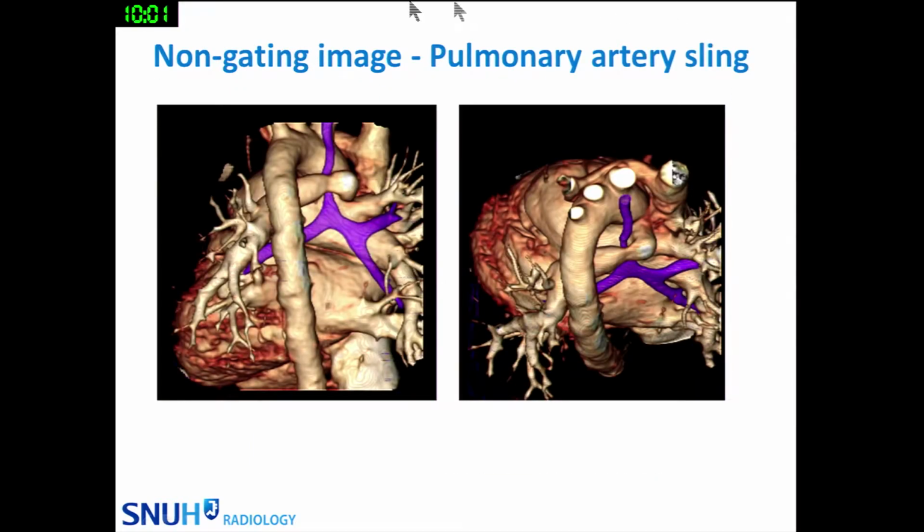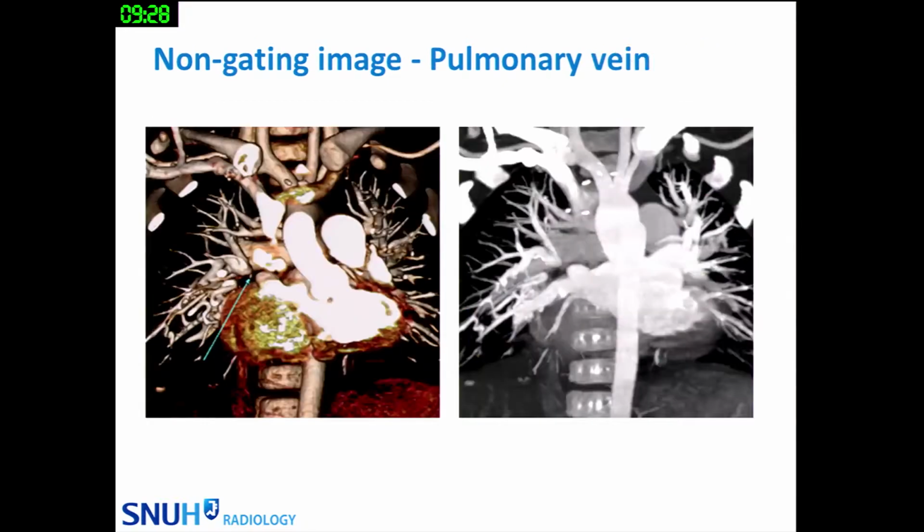Another example of that is a pulmonary artery sling. This is also non-gated, but can show a very nice image of the aorta, pulmonary arteries, the airway and its stenosis. The airway is one of the strong points of CT. It can show the airway very nicely. So if a patient has airway problems, CT is maybe the easiest way to see that, showing the 3D structure. So this pulmonary artery sling and tracheal stenosis is nicely demonstrated by CT images.